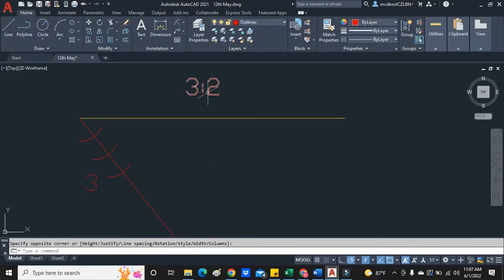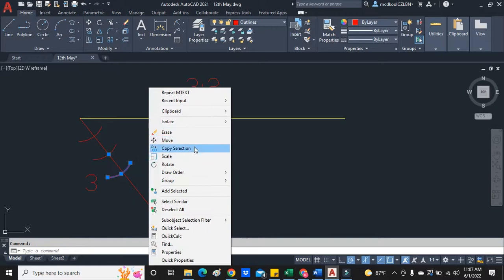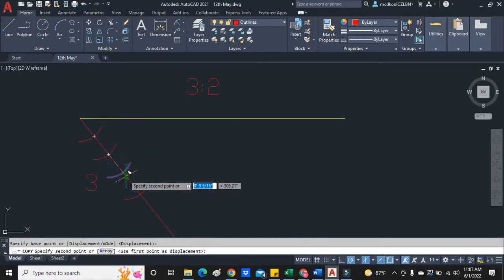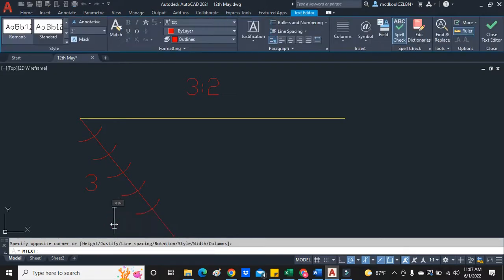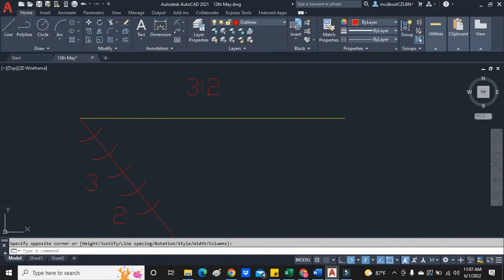Now, because the ratio is 3 to 2, I still have to make more arcs. How many more arcs do I have to make? Go on. So 1, 2. Are these arcs different measurements or are they the same measurements? Same measurement. Good. So because they're the same measurements, that allows us to divide this line into the ratio.